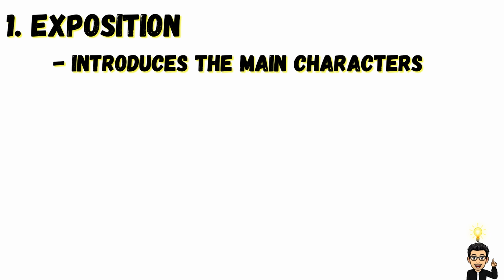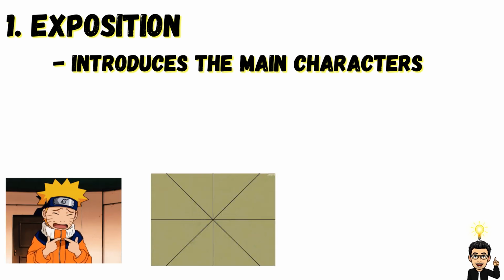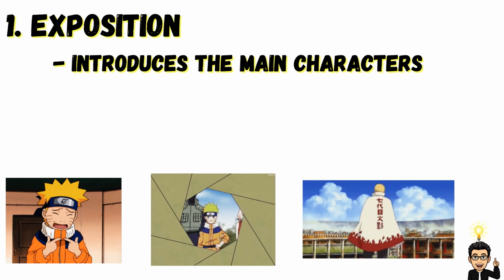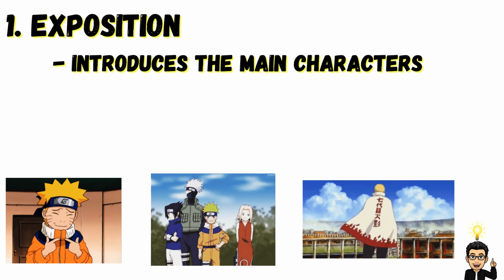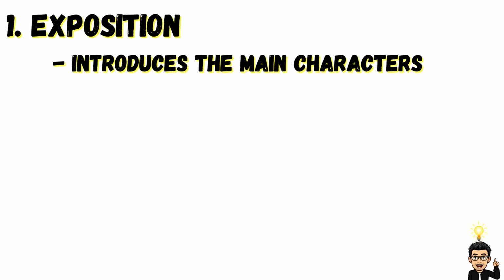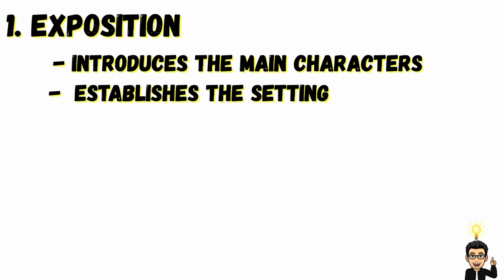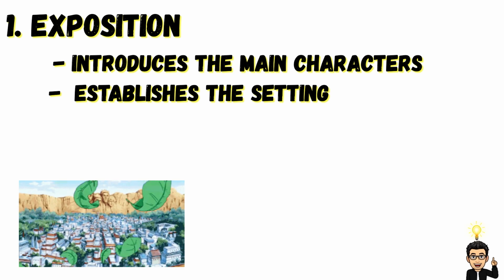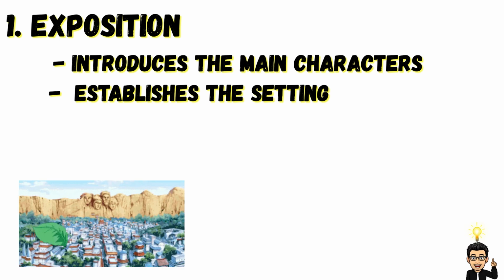The exposition introduces the main characters, providing basic information about who they are, their relationships, and their motivations. This helps the audience get to know the characters and understand their roles in the story. The exposition establishes the setting, which includes the time and place in which the story occurs. This helps create the story's atmosphere and gives context to the characters' actions.